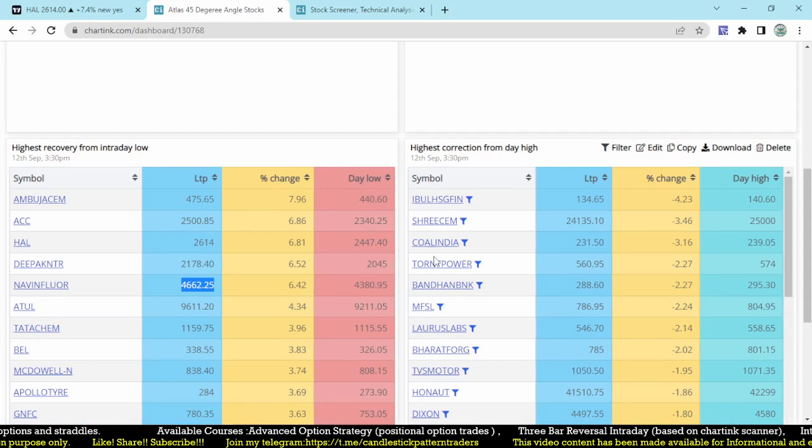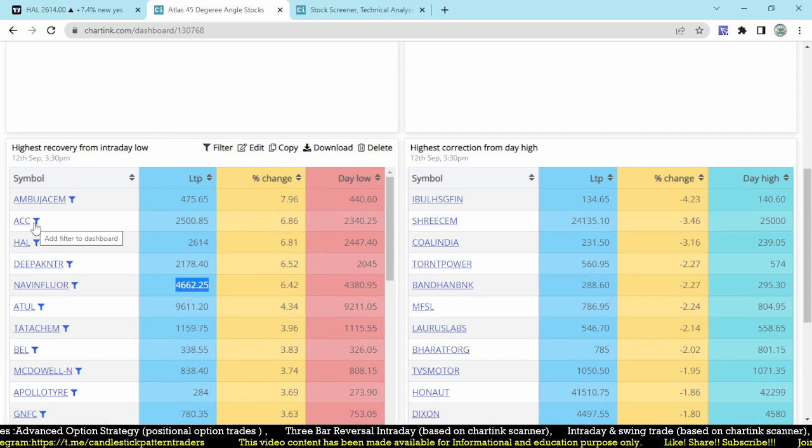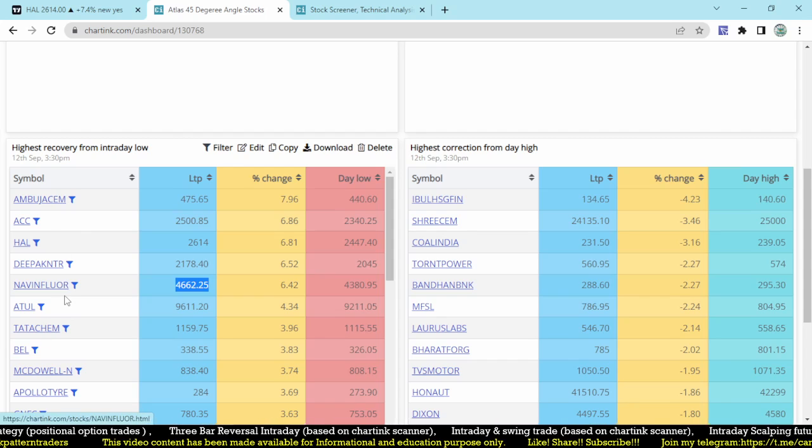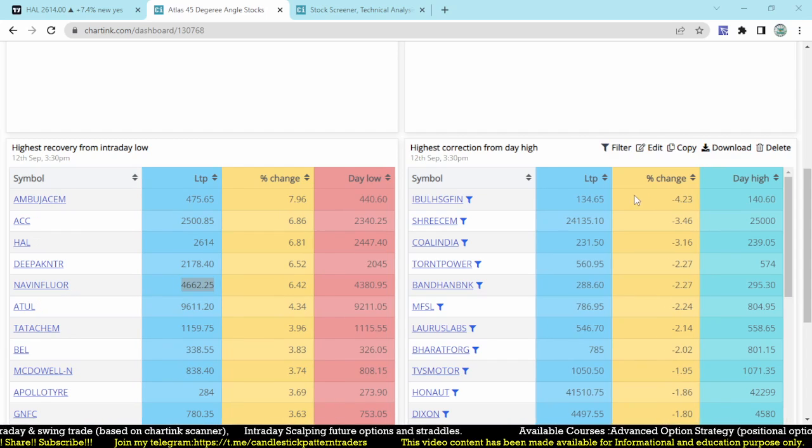But we found a lot of stocks, Deepak Nitrite, HAL, and ACC. These are the stocks occupying the top places. But after that, today there was some confusion about why the 45-degree scanner did not work. That is the main reason we missed a lot of opportunities.